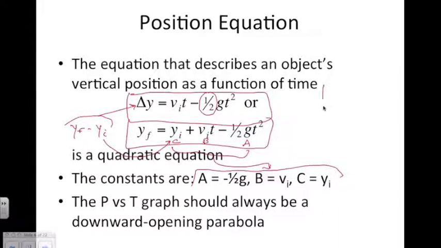So if we have a position versus time graph, so I'm going to call it y versus t, it should always be a downward opening parabola. Why? Because the acceleration is negative. And so whether it's something dropped from this location, it will curve down, or if it starts by being thrown upwards, it will always curve down, but it's going to be having a negative or downward opening parabola. That's our position versus time graph.